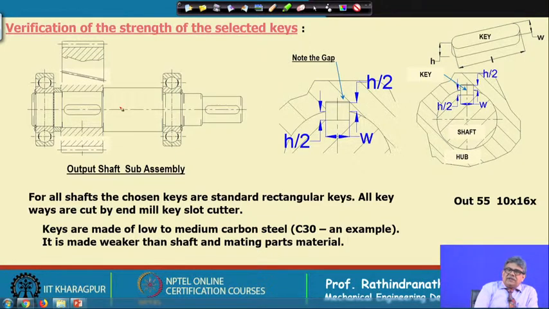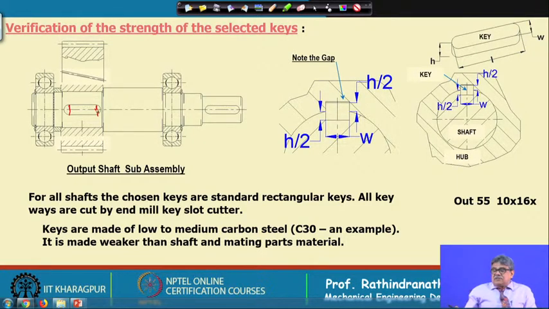Now, after cutting this keyway, there are two options. One is that we can put the key up to this point, not for the circular part. This means that we can put a rectangular key there. But again there will be some gap on the right hand side and left hand side.